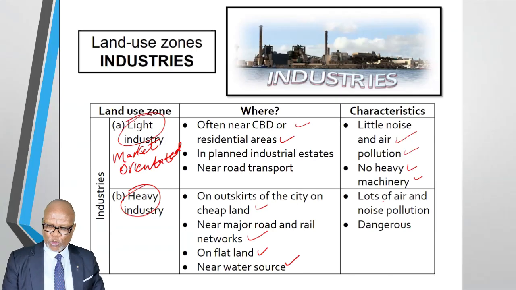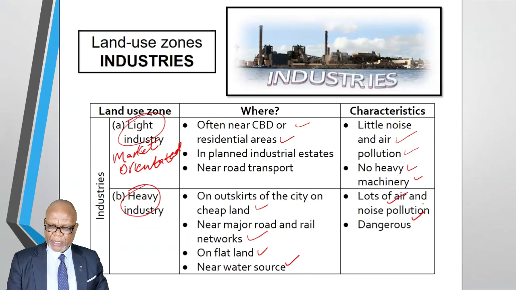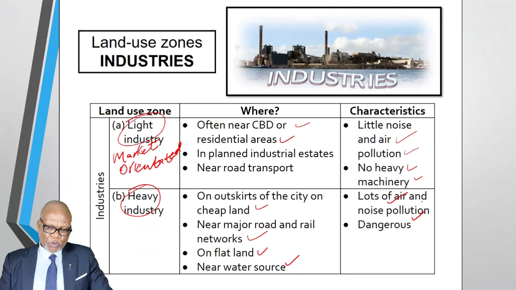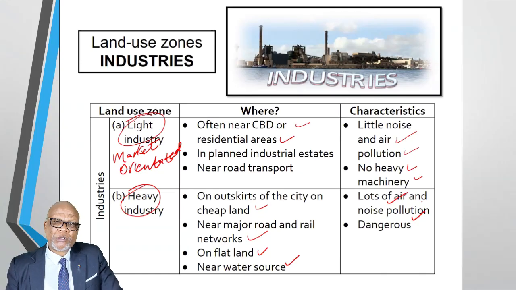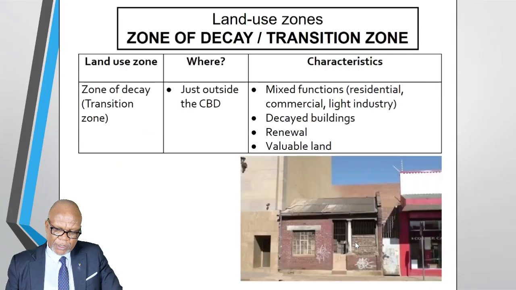They also cause a lot of air pollution and they have dangerous activities. That is why the first thing that you do when you get to a heavy industry, if you want to do a tour, is that they will give you protective gear. They are going to give you a helmet, they're going to give you overalls, because of the dangerous activities that are involved in the heavy industry.